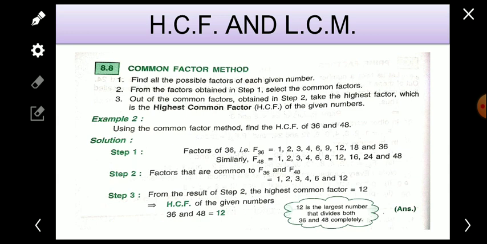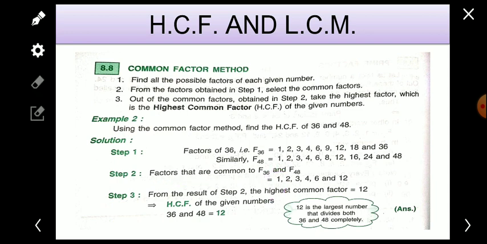So here we will see which factors are common. We have written the factors of 36 and 48. Now we see the common factors, meaning the factors which are present in both. So here we can see that 1 is the factor of both the numbers. It means 1 is the common factor. So we will write here that the factors that are common to 36 and 48 are 1. Okay, at first we will write 1.